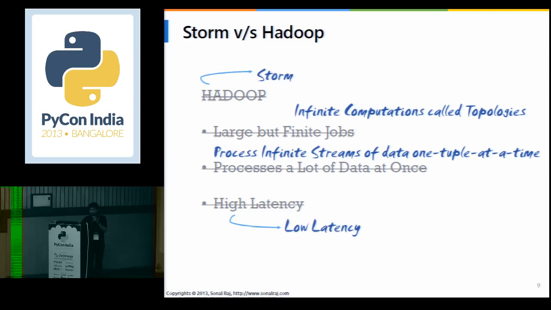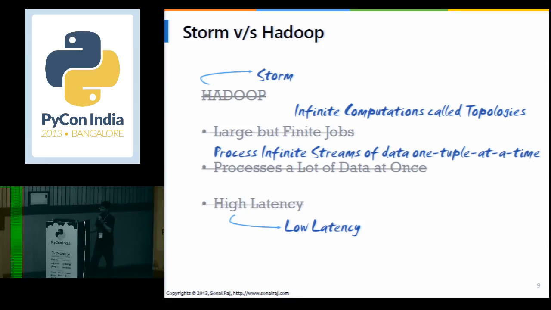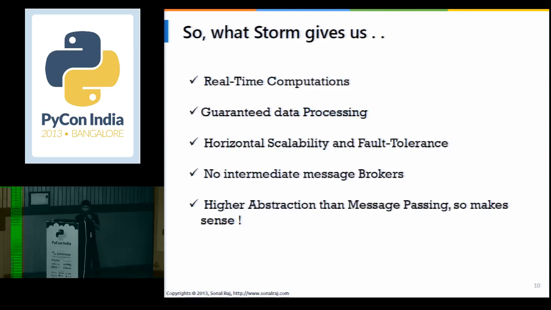Whereas when you switch to Storm, you get the flexibility of infinite computations, which in Storm we call topologies. They process infinite streams of data. So stream processing comes into the picture. And the data is sent in the form of tuples. The streams actually consist of tuples. And Storm, on the other hand, has low latency. So overall, what Storm gives us is real-time computations.